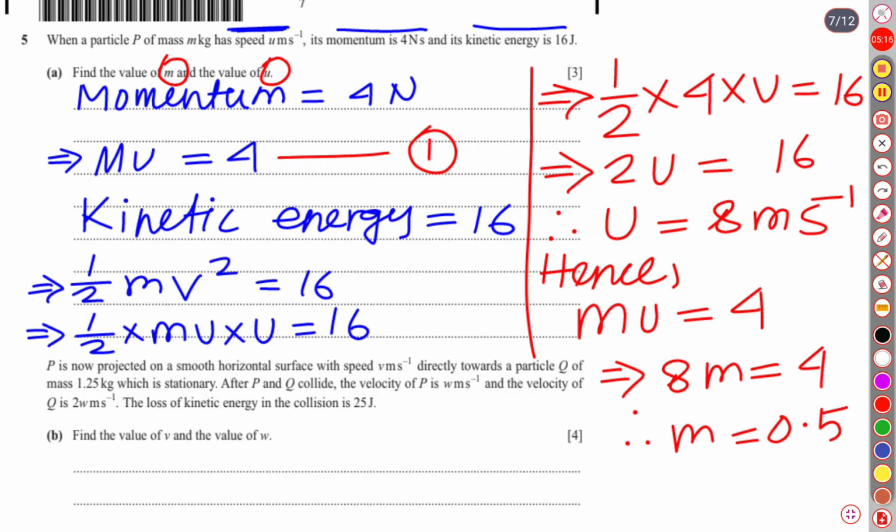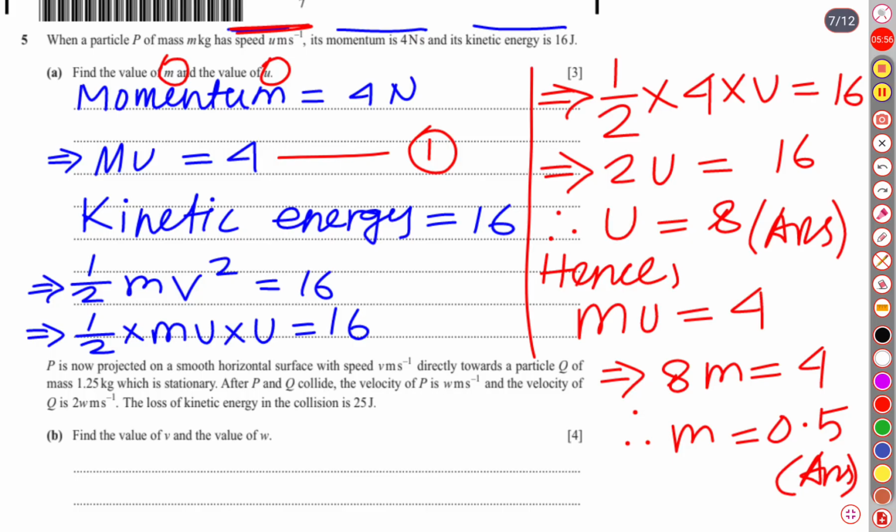We are not supposed to use the unit here, because they have already given meters per second in the question. So let us erase this. Finally, what have we got? Our u is 8 meters per second and our m is 0.5. That's all about the answer to question number A.